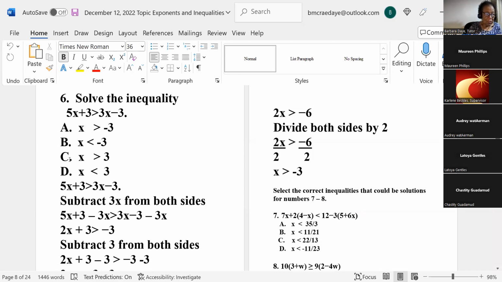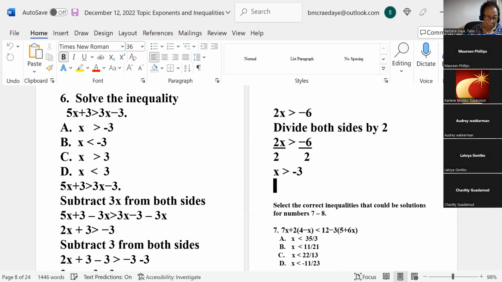You see the answers over here, A, B, C, or D. Which one? Let me see if I look up on my book and see -3. Okay. A, B, C, or D. Which one of these choices matches x greater than -3? What would be our answer? A. That's it. Very good. See, Audrey, how you solved it?